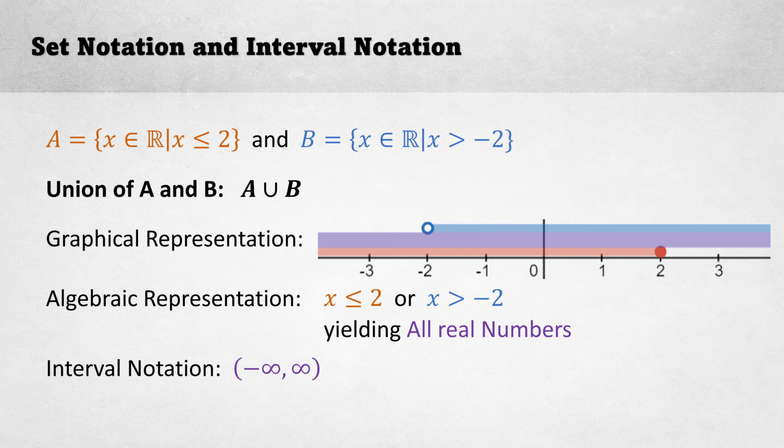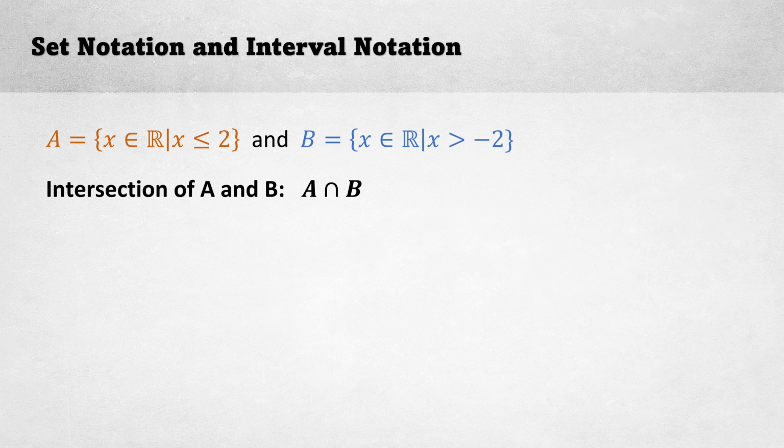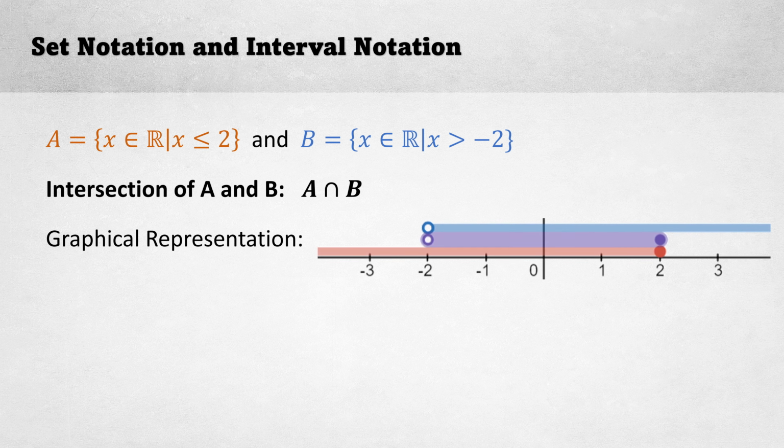In interval notation, we get the interval from -infinity to infinity, and in set notation, we use the symbol for all real numbers. Now, the intersection of the same two sets, A and B, means the set of all real numbers that are in both A and B. The graphical representation of the intersection is only the portion that intersects the blue graph and the red graph. That is, just the purple portion.